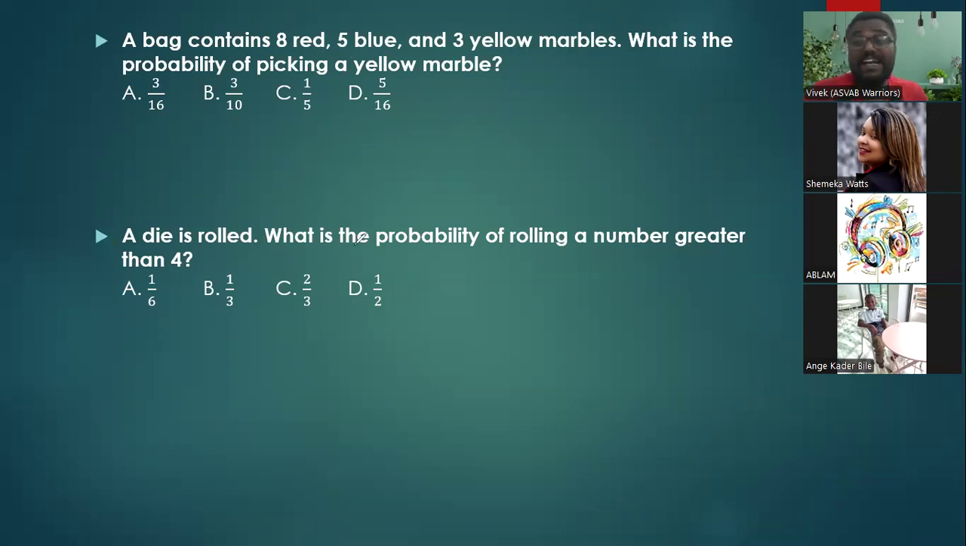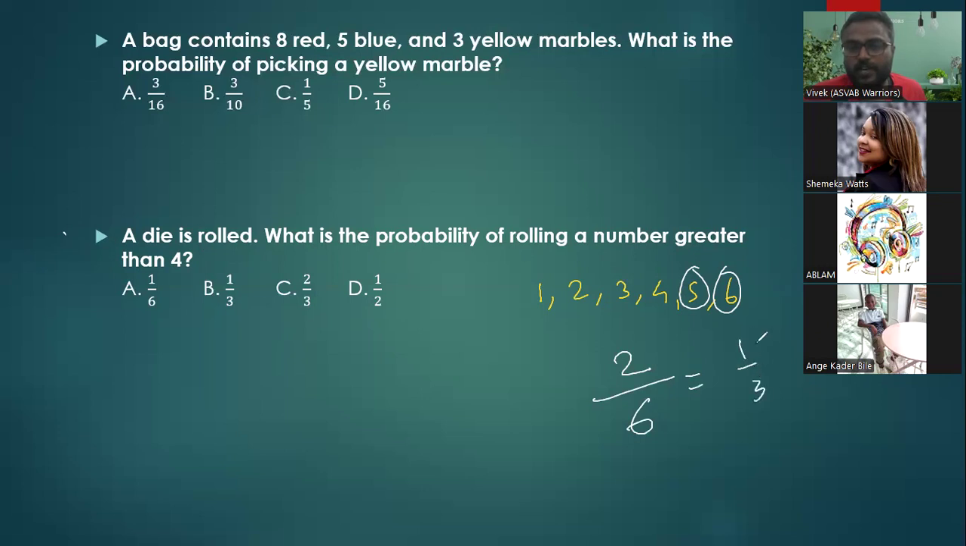A number greater than 4. I'm going to write all the outcomes. They are not saying equal to 4 or greater than or equal to 4. They are saying greater than 4. That means 4 is not included. So how many such outcomes are there? 5 and 6. Favorable outcomes, 2. Total outcomes, 6. So what do we have? 2 over 6, which is 1/3. So Option B is correct.